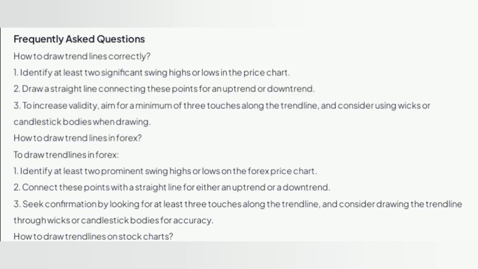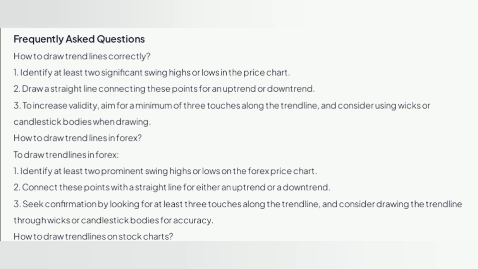1. Identify at least 2 significant swing highs or lows in the price chart. 2. Draw a straight line connecting these points for an uptrend or downtrend. 3. To increase validity, aim for a minimum of 3 touches along the trend line, and consider using wicks or candlestick bodies when drawing. How to draw trend lines in Forex.